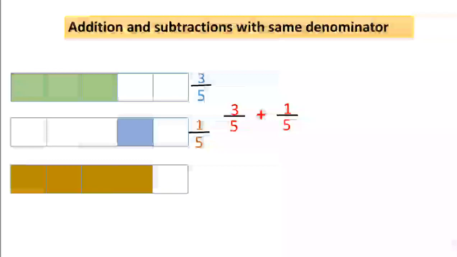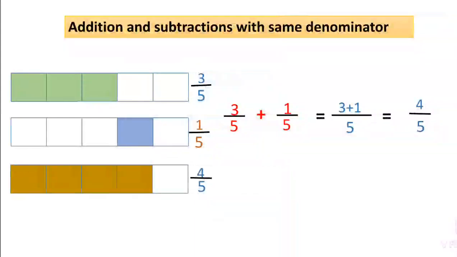When we add these two, 3 by 5 plus 1 by 5, we add the numerators only, 3 plus 1, by 5. We do not add 5 plus 5. We write the denominator only. No need of adding the denominator. 3 plus 1 by 5 is equal to 4 by 5. Okay, 4 by 5. In the third figure, the representation is clearly 4 by 5.